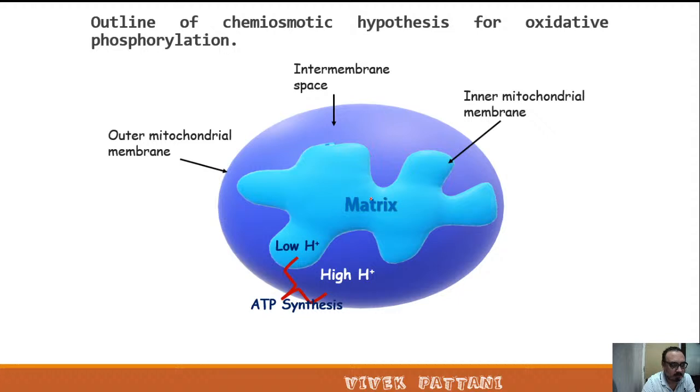Now this is outlined simply. Diagrammatic view of the oxidative phosphorylation by the chemiosmotic hypothesis, or chemiosmosis. This is the outer mitochondrial membrane, the intermembrane space here, and this is the inner mitochondrial membrane. In this membrane there will be a low concentration of hydrogen ions, whereas in the intermembrane space there will be a high concentration of hydrogen ions, specifically protons, which will help in the generation of ATP.